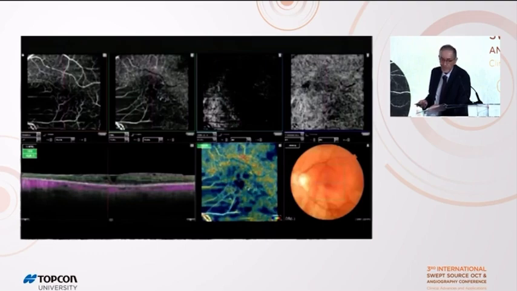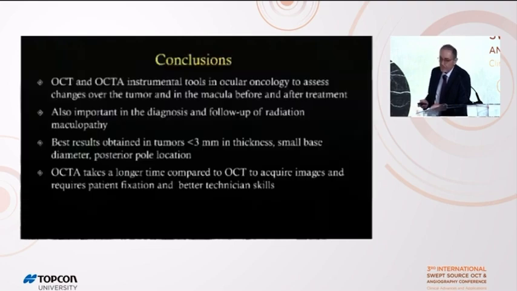But on OCTA, we see evidence of widespread non-perfusion. This is next to, around the optic nerve area. OCTA helps us to see radiation changes in the macula better in a non-invasive way. In conclusion, OCT and OCTA have become instrumental tools in ocular oncology to assess changes over the tumor and in the macula before and after treatment. They are also important in the diagnosis and follow-up of radiation maculopathy.